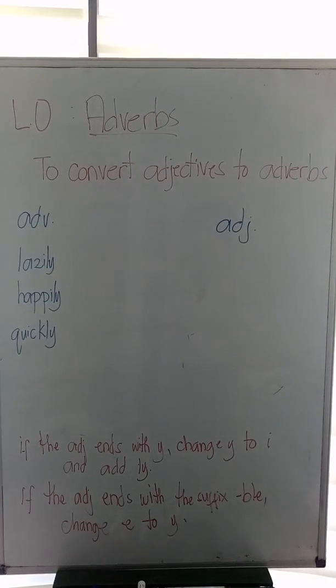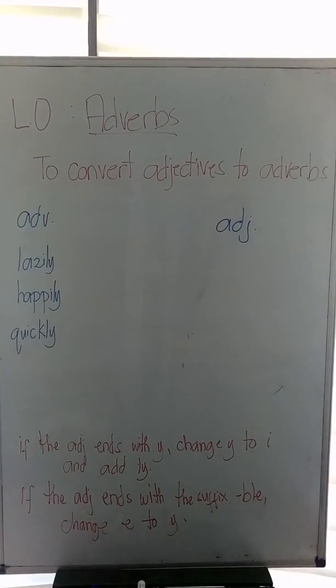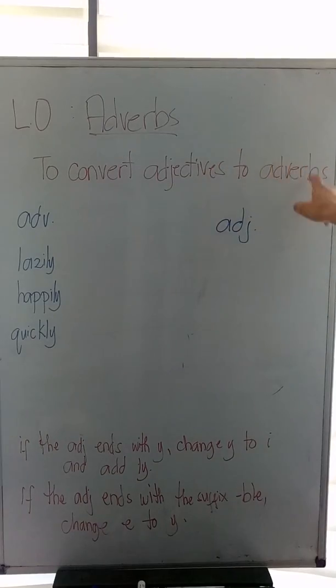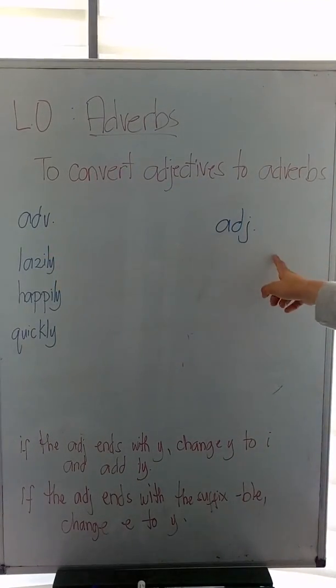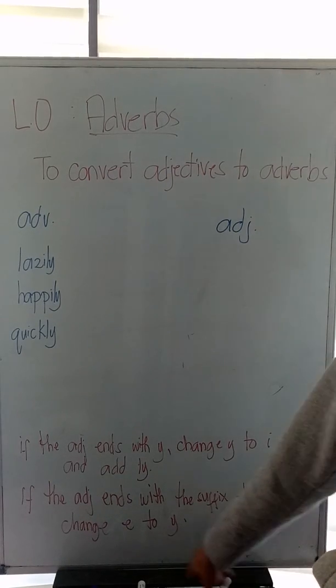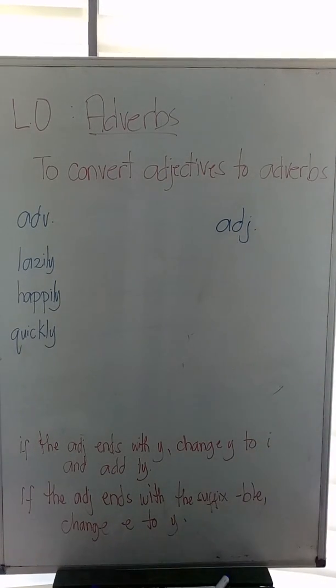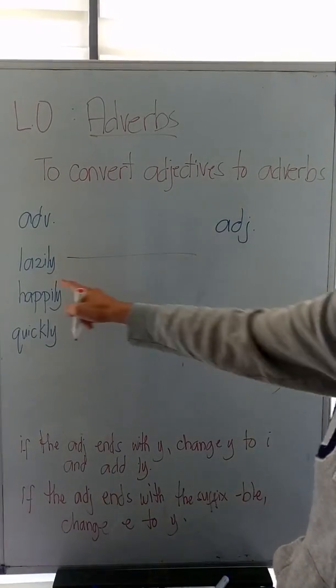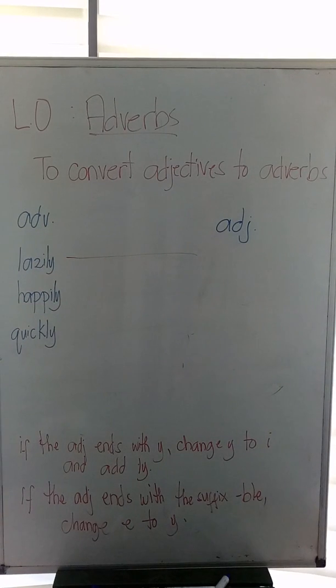So for this example, this will also be in your activity. Aside from converting adjectives to adverbs, you will also convert adverbs back to adjectives. It's just easy. You just have to know what is the root word, or what is the main adjective you're using. Like for example, lazy. We have lazy, lazily for your adverb, and we know that adverb ends with ly.